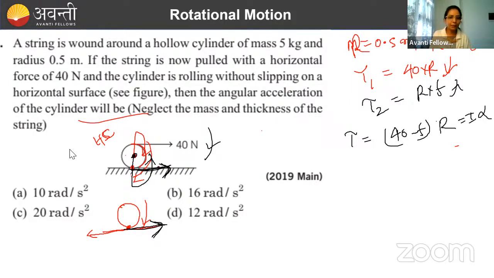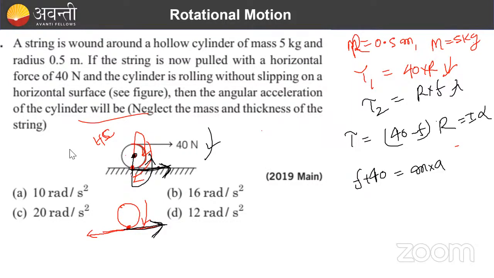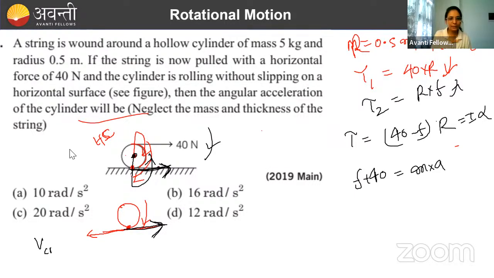So for translation, what equation will you write? Two forces are acting. F plus 40 will be equal to mass into acceleration. Now we have two equations, two variables. We can easily solve it, right? Here also there will be one more relation, and that relation for rolling is true. The velocity of center of mass will be equal to omega r, and acceleration of center of mass will be equal to alpha r. Okay.